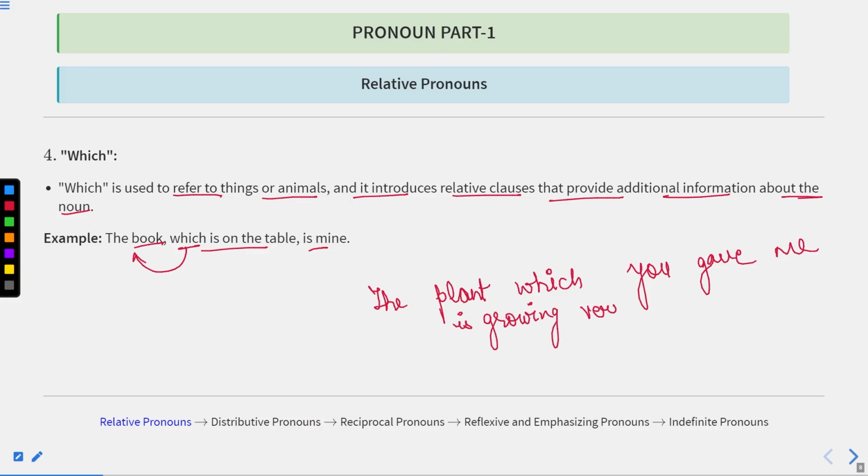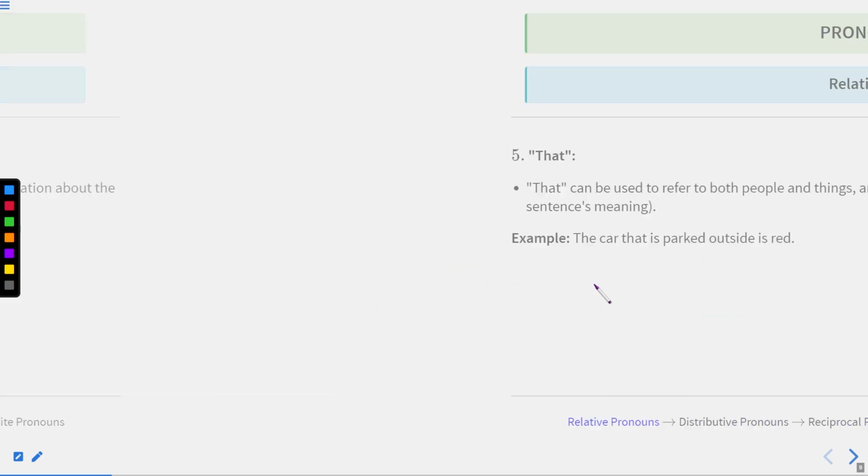So here you can say that the plant is a living being, though it is actually a non-human thing. So when we talk about non-human things, we can use which. Okay, now let us move to the next one.